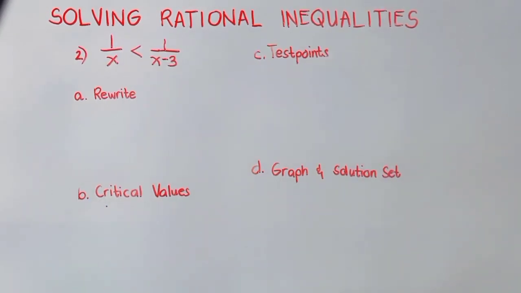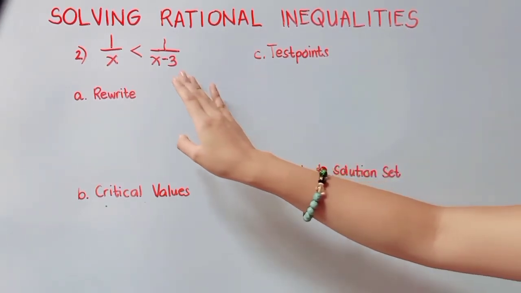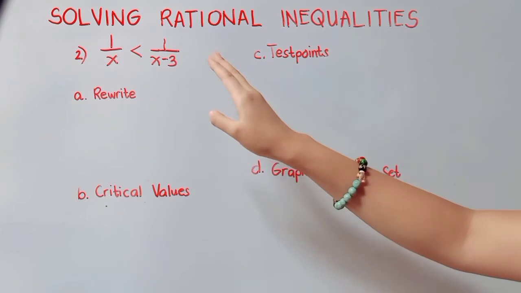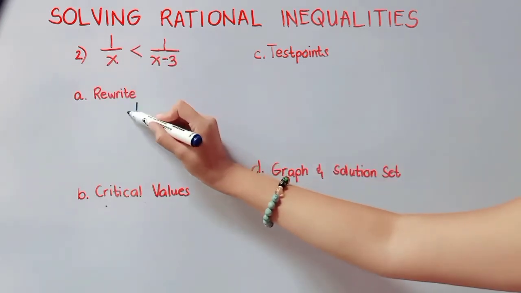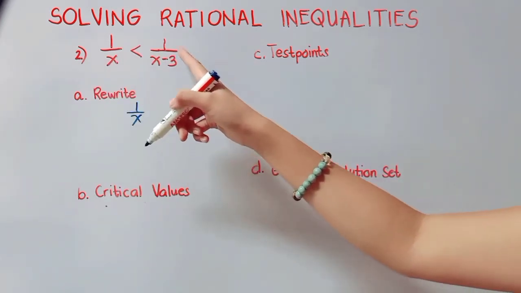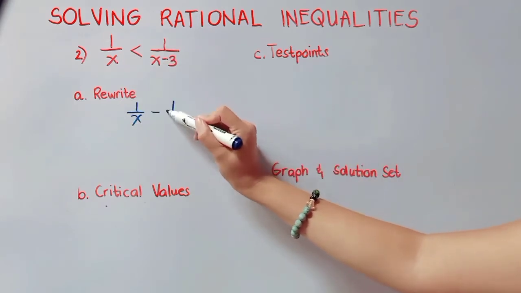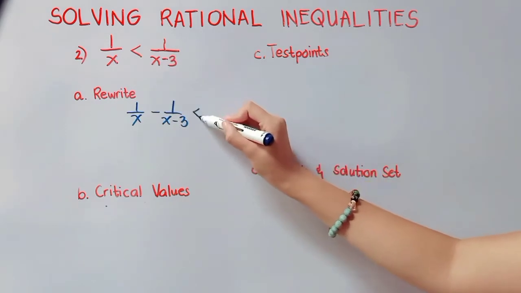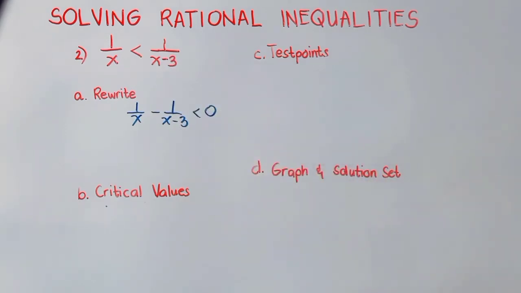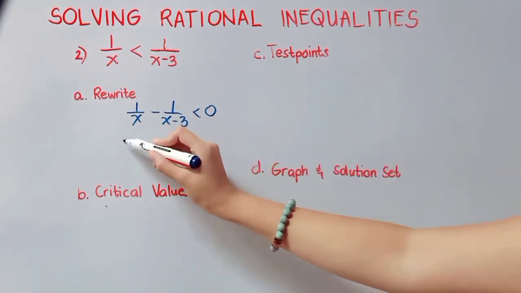Number 2, 1 over x is less than 1 over x minus 3. As you can see, the right side is not 0, so we have to do something about it first before we begin with our solution. So 1 over x, transposing this rational expression from positive, it will become negative. Copy the inequality symbol, less than 0.